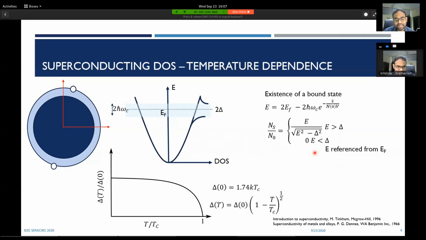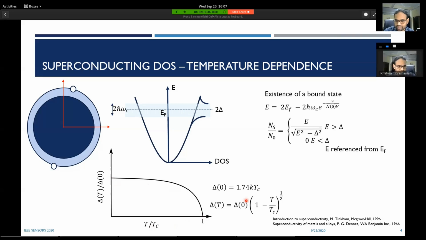And even this delta has a temperature dependence. So as you reduce the temperature close to the transition temperature of the superconductor, when the temperature is equal to the transition temperature, delta is 0, and then it has this slow changing curve reaching its ideal value at 0 Kelvin.